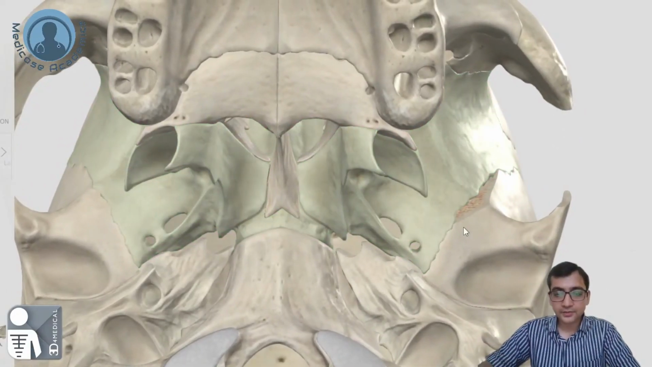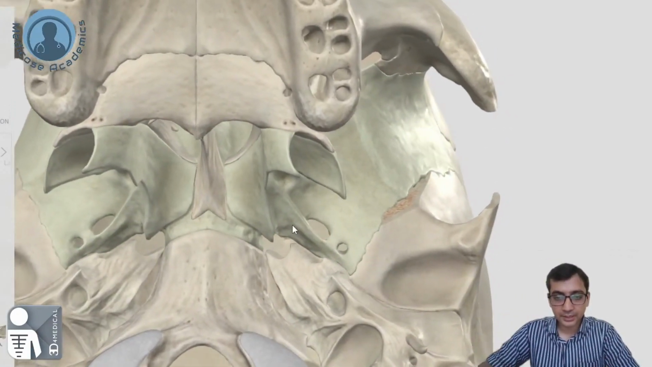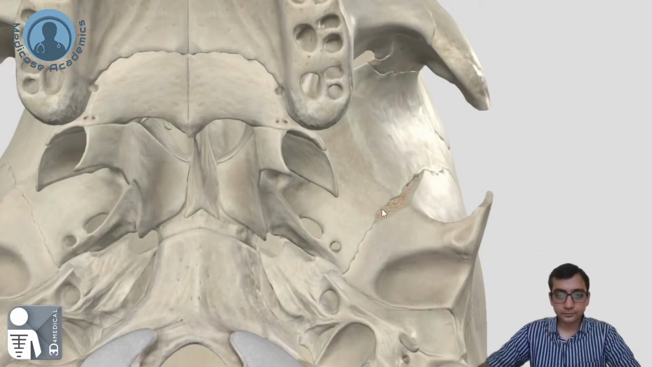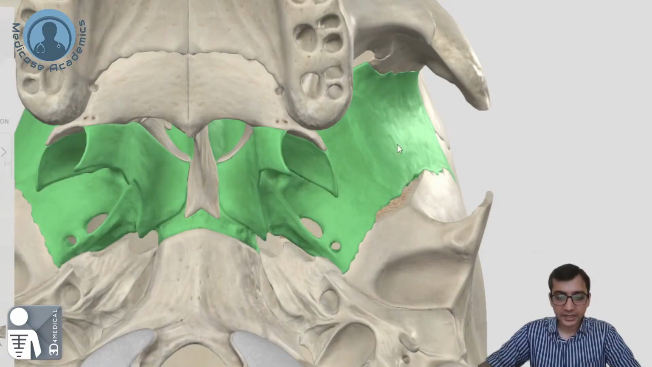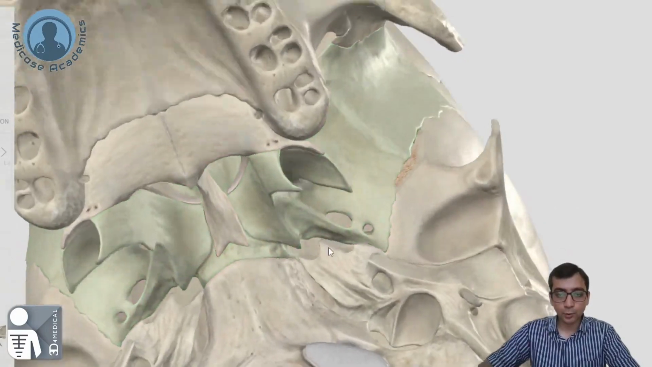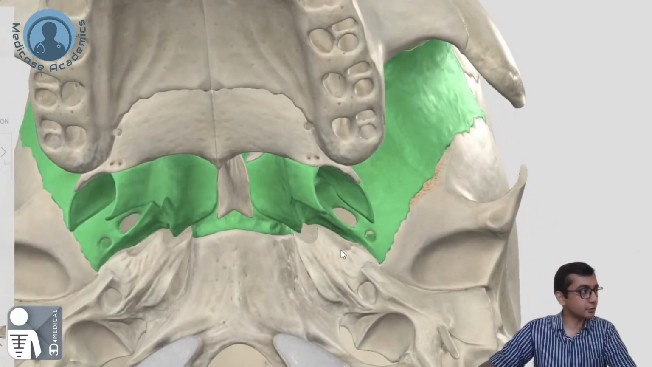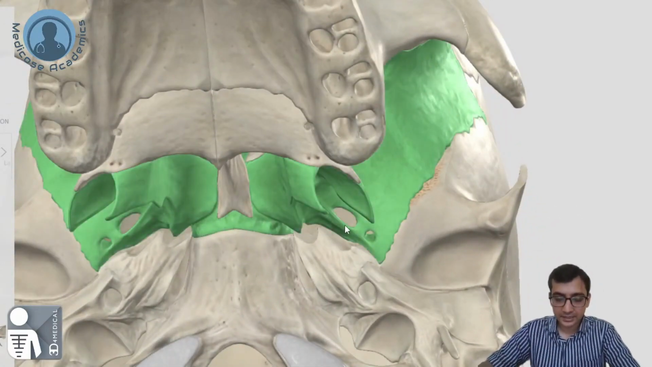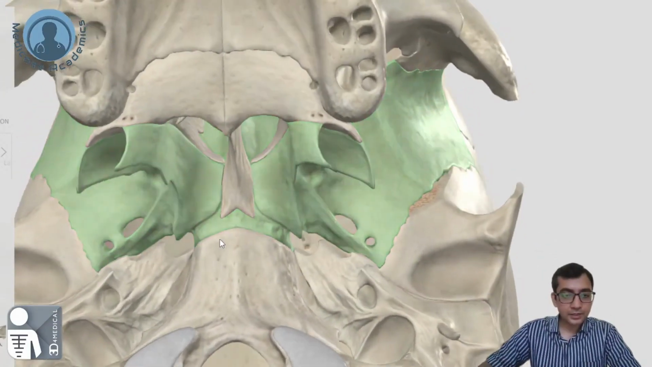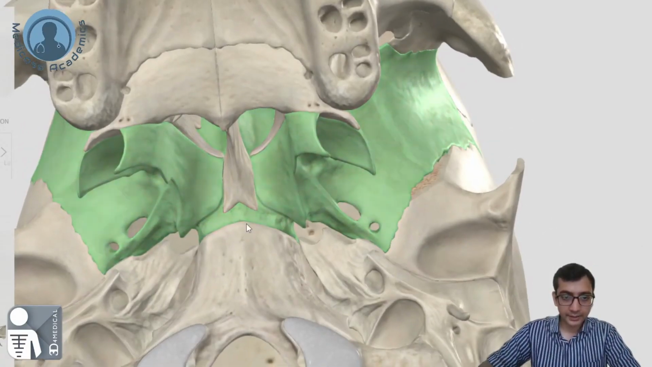So here you can see the pterygoid plate of the sphenoid bone. This is the greater wing of the sphenoid. Right here is the expanded part, the part we saw on the lateral aspect, the infratemporal crest, and this is the part that contains the two openings that you studied in the anterior aspect of the skull, the foramen ovale and foramen spinosum.